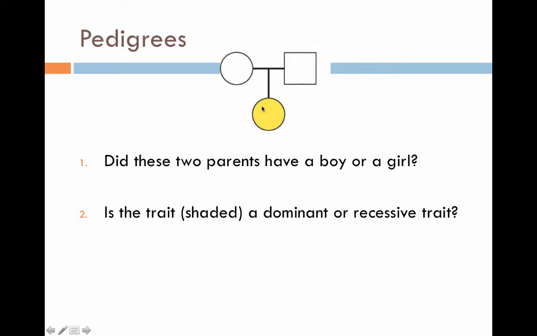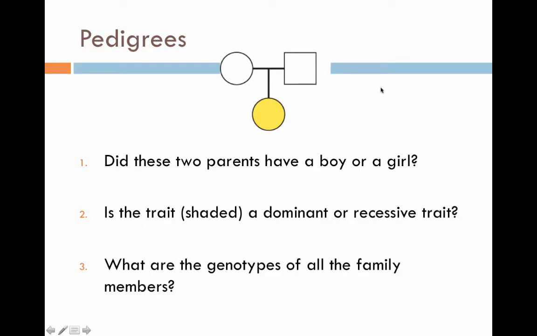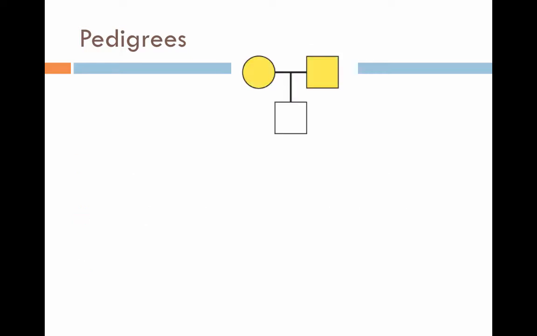If it's a recessive trait, the parents could be heterozygous, like they could be big A, little a, big A, little a, and the child could have the 25% chance of getting the little a from each parent, and therefore this could be a recessive trait because the kid has it, but the parents don't. What are the genotypes of the family members? Well, like I just said, the mom could be big A, little a, the dad could be big A, little a, and the kid, because it's a shaded trait and we've determined it's recessive, would have to be little a, little a. Let's try this one.